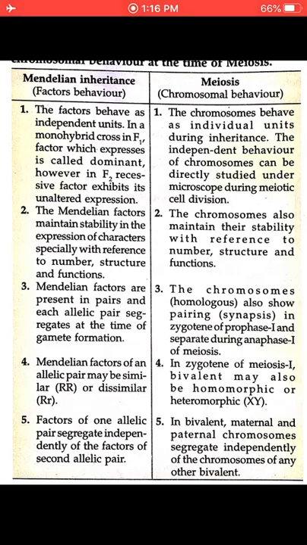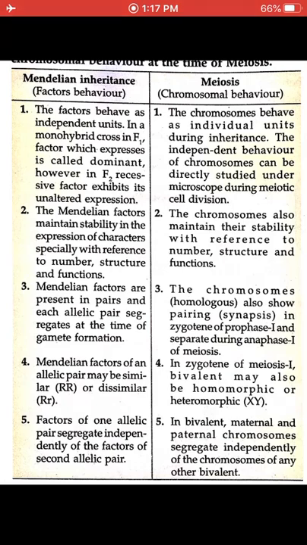Mendelian factors are represented with dominant characters like capital R, small r. But in the zygote, in meiosis 1, the chromosomes can be expressed in the form of heteromorphic. Heteromorphic means both will be different, like in the sex chromosomes X and Y, they are together.